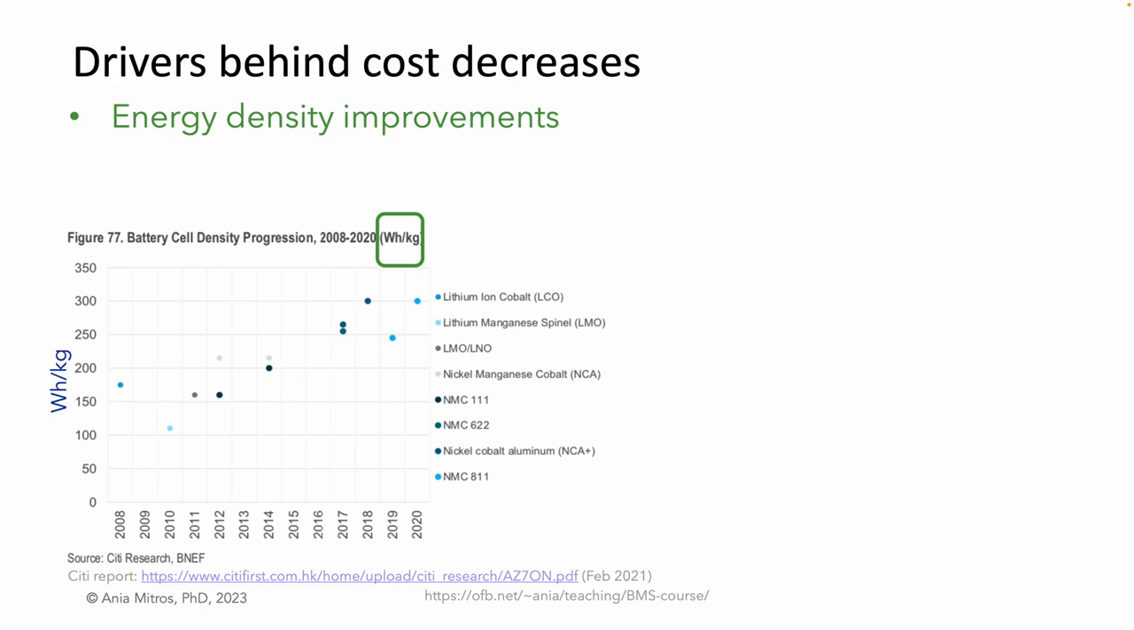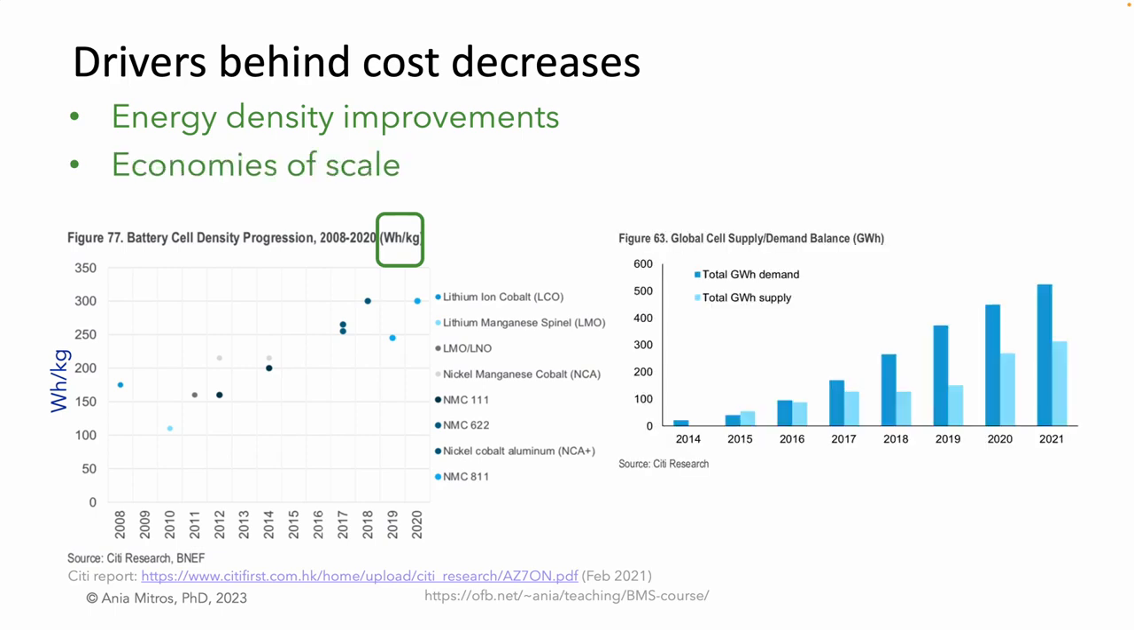There is active research on cell cathodes, cell anodes, the electrolyte, the separators. Calling a cell NMC or NCA is really quite a simplification for so many degrees of freedom. Also, when you make more of something, you can make it cheaper. The plot on the right shows global cell supply and demand over time.